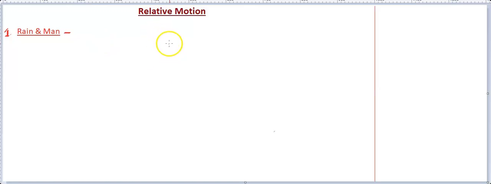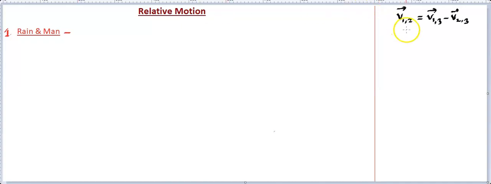Hello everyone, and let's carry on with relative motion. In short, let me recap what we studied in the previous class. We said that when the velocity of one object with respect to another is given to us, we can always write it as velocity of one with respect to another minus velocity of two with respect to another. This is an important formula we need to keep in mind.